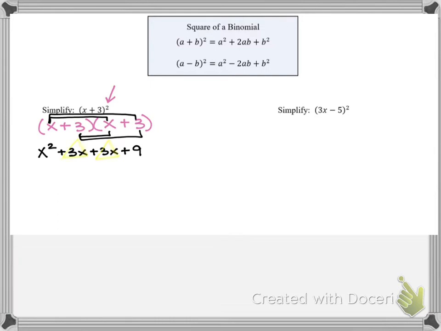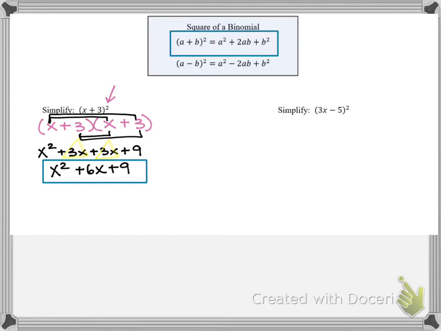Now, I do need to combine my like terms. So in the middle, I have like terms, positive 3x plus 3x. So my final simplified polynomial becomes x squared plus 6x plus 9. So that was just fine. I could have got my simplified result that way. But down the road, you're going to want a more efficient path to your simplified answer.